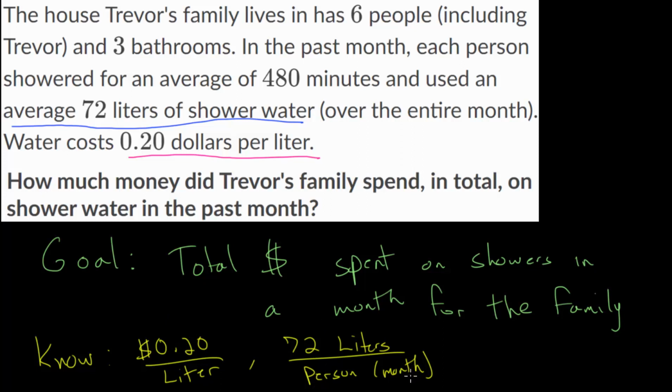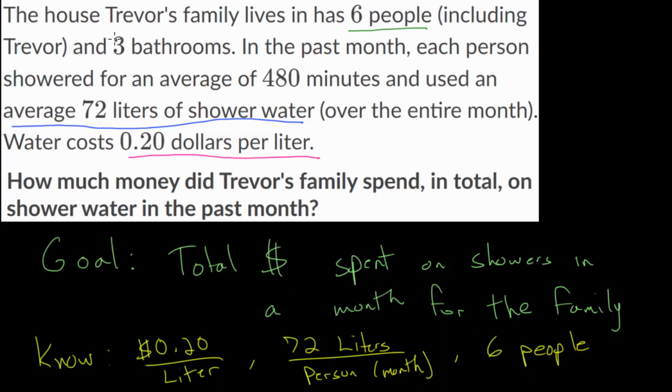But how do we know the total cost for the family? Well, we need to look at how many people are in the family. And we can see that there are 6 people, including Trevor. So we can write that down as well. There are 6 people. So if we can figure out the cost per person for the entire month, we can just multiply that by 6 to get the total cost per family that was spent on showers in the last month.